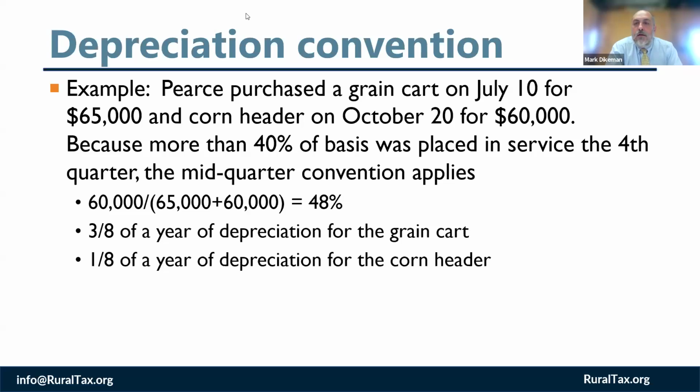You can see the calculation there: $60,000 paid for the corn head in that last quarter. Total purchases for the year, 65,000 plus 60,000, or 125,000. 60,000 divided by 125,000 gets me to 48%, more than that 40% threshold. So again, the mid-quarter convention is going to apply. For that grain cart, because mid-quarter applies and it was bought in the third quarter, we're going to take 3/8 of a year of depreciation. The corn head, placed in service in the fourth quarter, we'll get 1/8 of a year on that item.